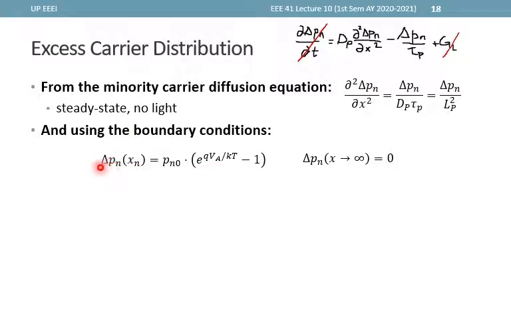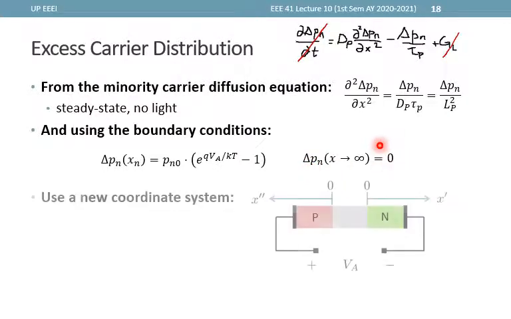So we take the excess minority hole concentration, which is Pn naught times e raised to QVA over KT minus 1. So when there is delta, we have this minus 1 to subtract from the thermal equilibrium value. However, far from the quasi-neutral region, far from the junction, we assume that the excess minority carriers simply die out to 0.